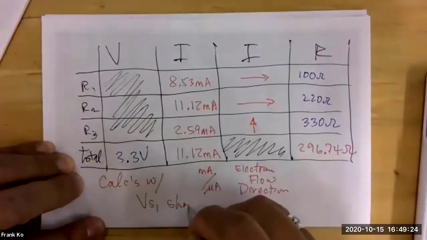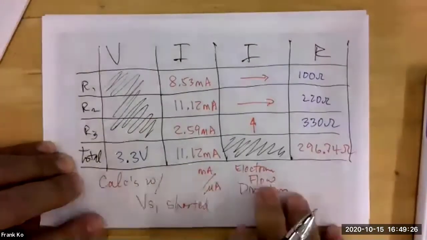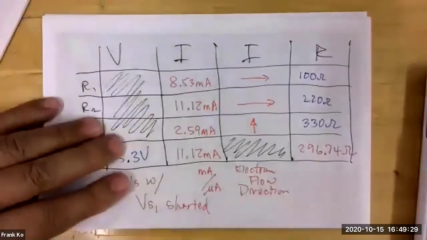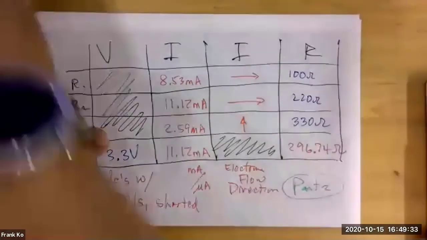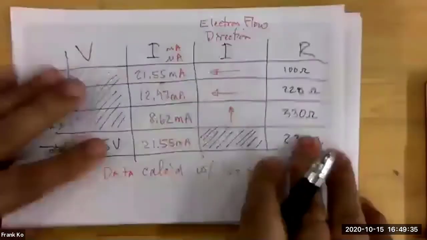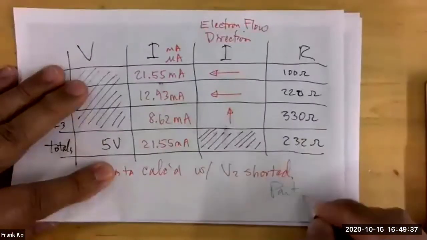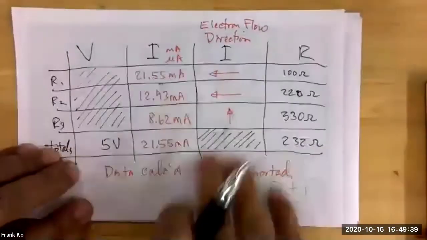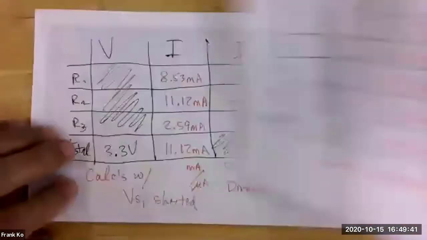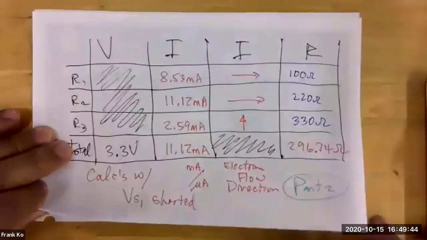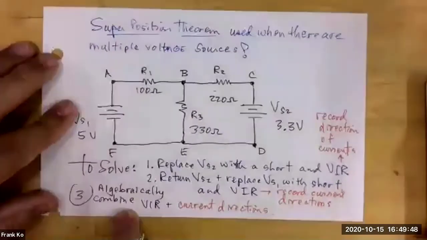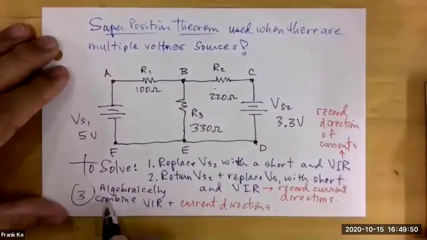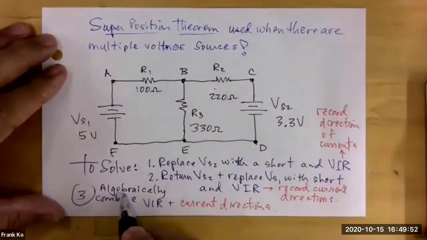Okay, so these are calculations with VS1 shorted. So all of this is what we would call part 2. The previous table was part 1. So part 1 gave us this information. Part 2 gave us this VIR information. And what was the thing that we needed to do for part 3? What does it say for part 3? It says how are we going to combine the VIRs?